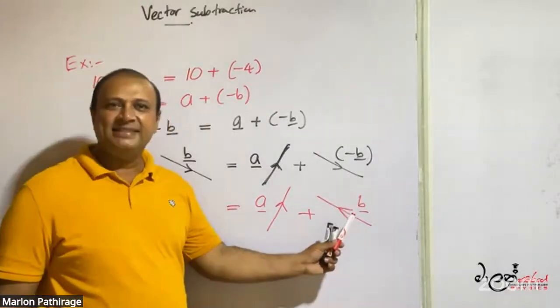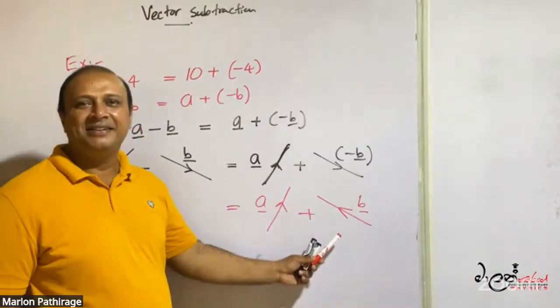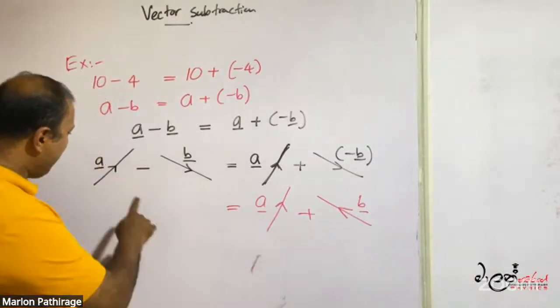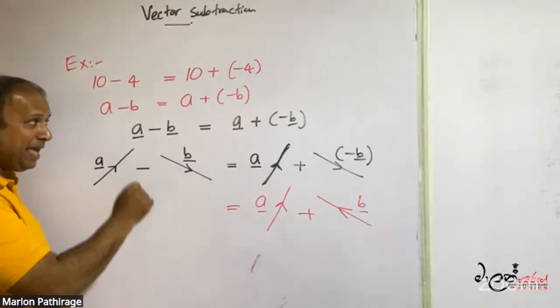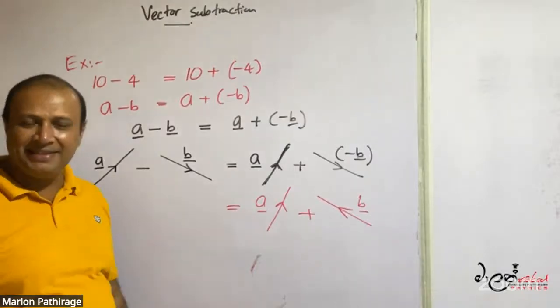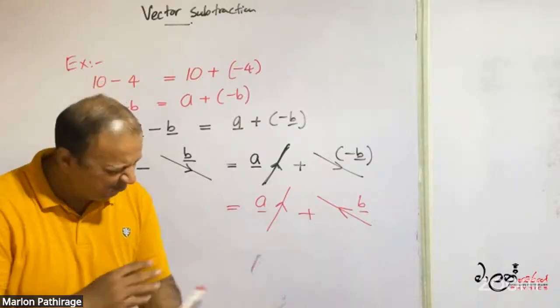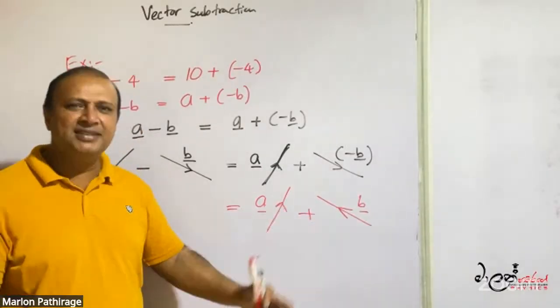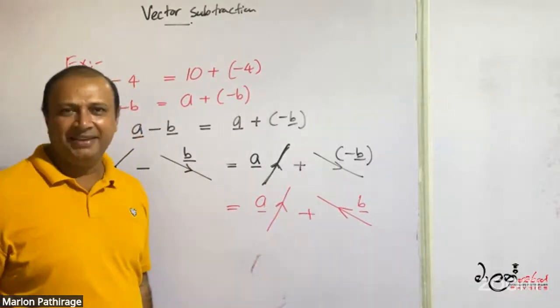So this is negative B. Therefore, A minus B vector is equal to A plus negative B vector. How to evaluate the negative B vector? Don't do anything, just reverse the direction. That is very easy.